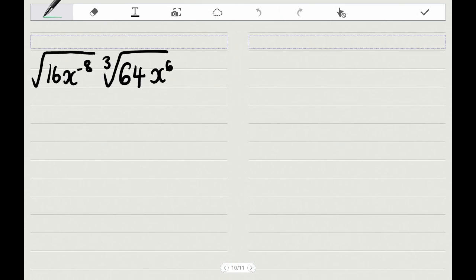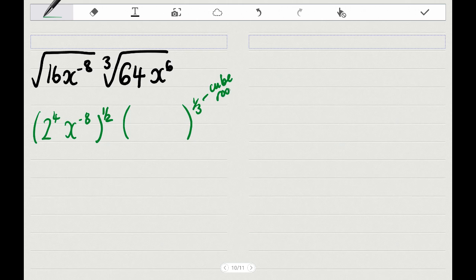Yep, this is the last question. Okay, so again, I'm converting this root sign to a power. So this is to the half. Okay, and I'm changing the 16 to its prime bases, which is 2 to the power of 4, x to the power of minus 8. Now the cube root. What is this as a power? Well, if you remember from the last video, it's 1 over 3. So that's the cube root. Okay, 64 as its prime bases, that's 2 to the power of 6. And that's x to the power of 6.